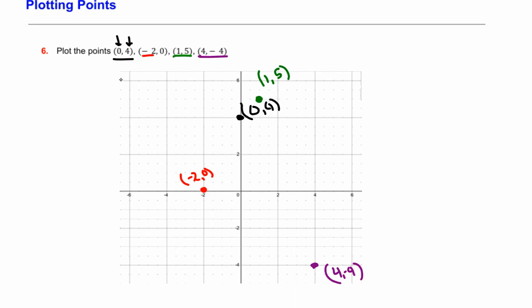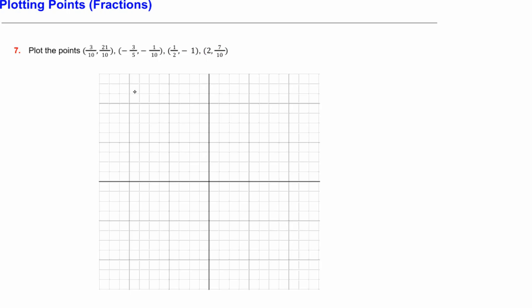These are all pretty nice numbers. Let's go ahead and take a look at some on the next screen that aren't quite as nice. Here we have some fractions. Now, I could try to graph 3/10.